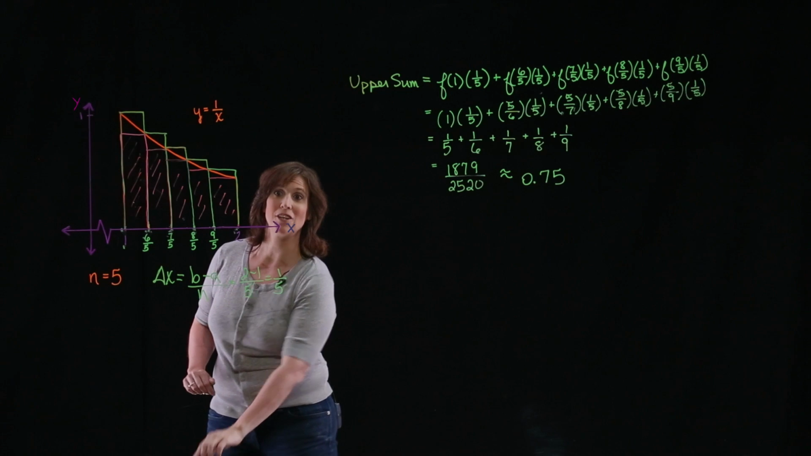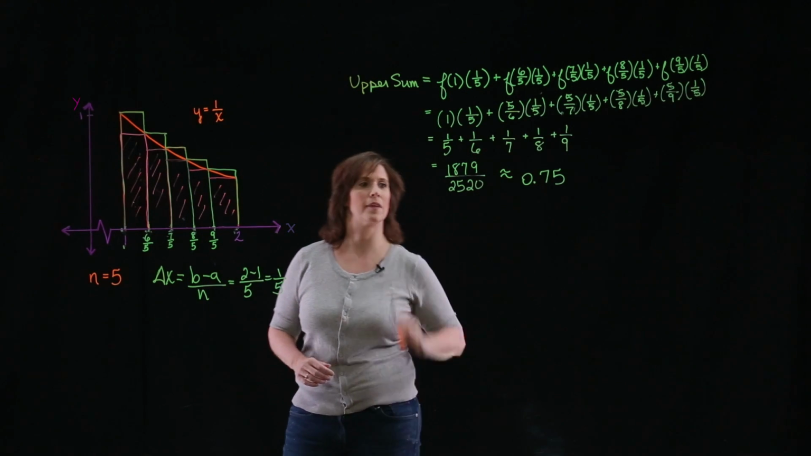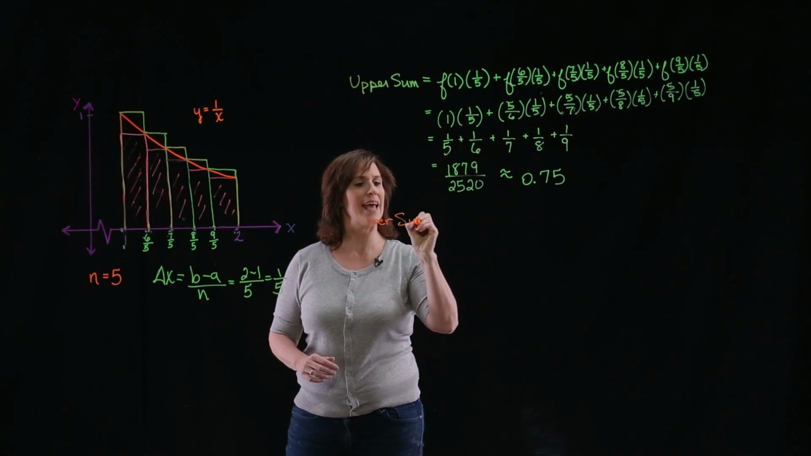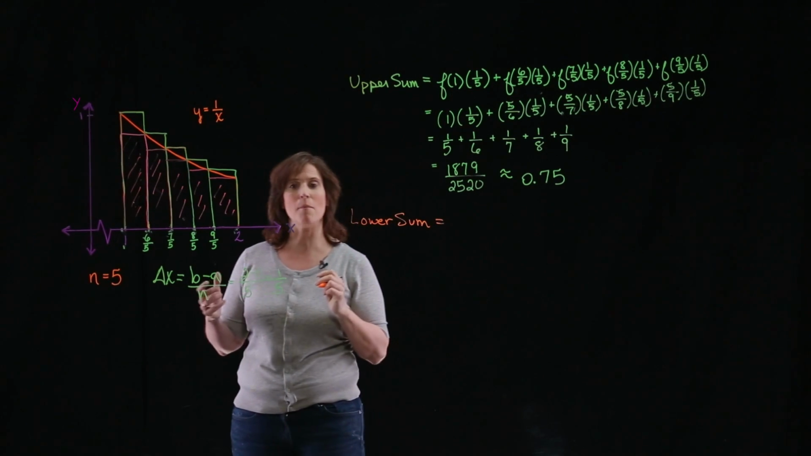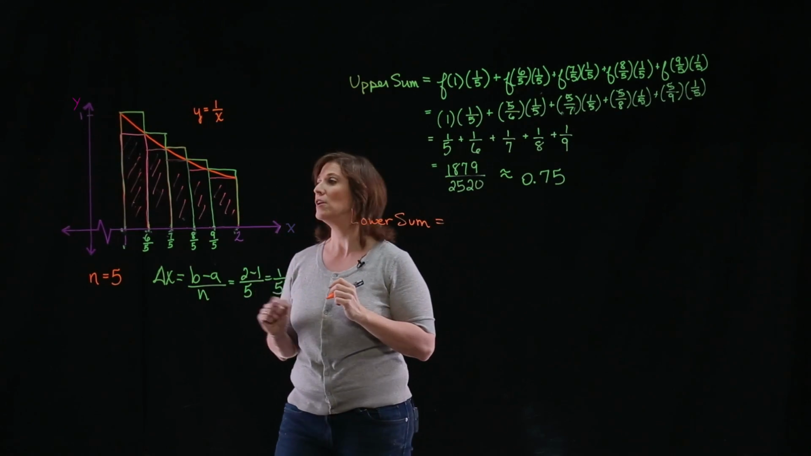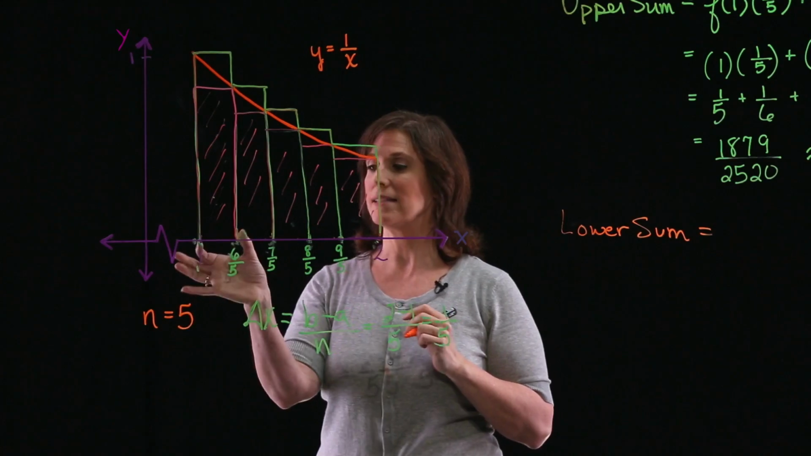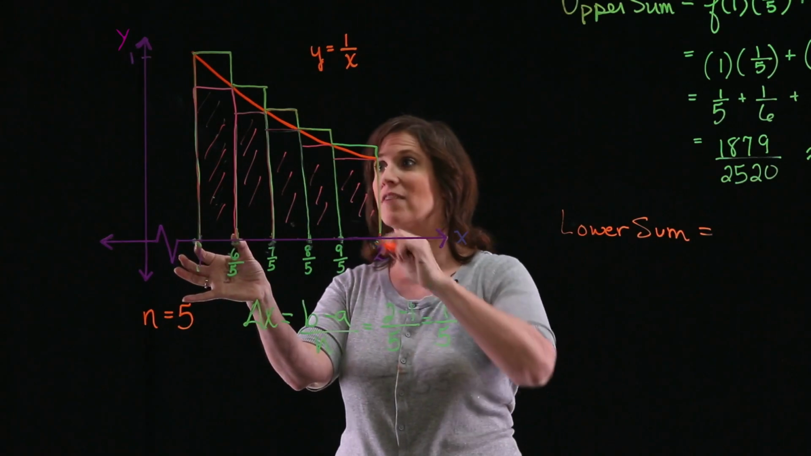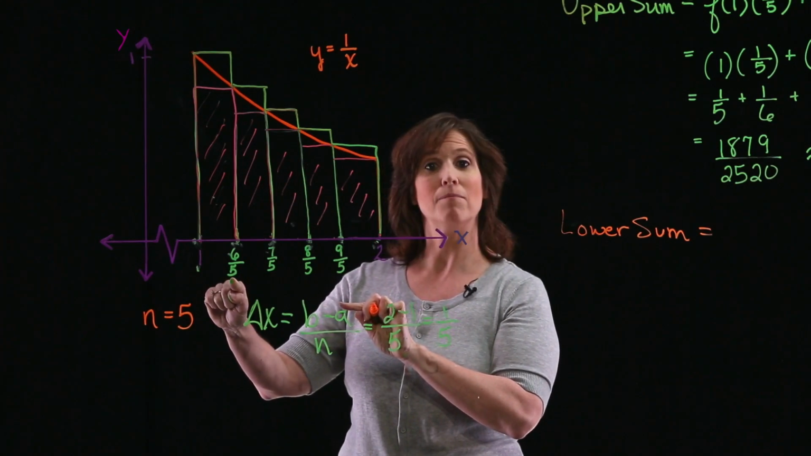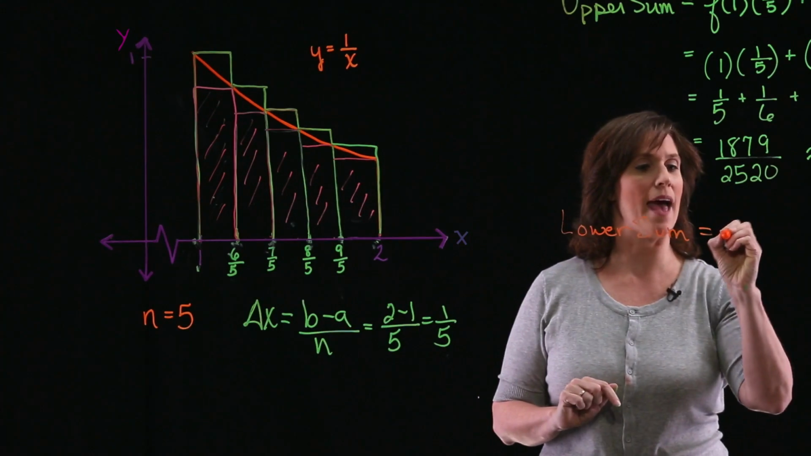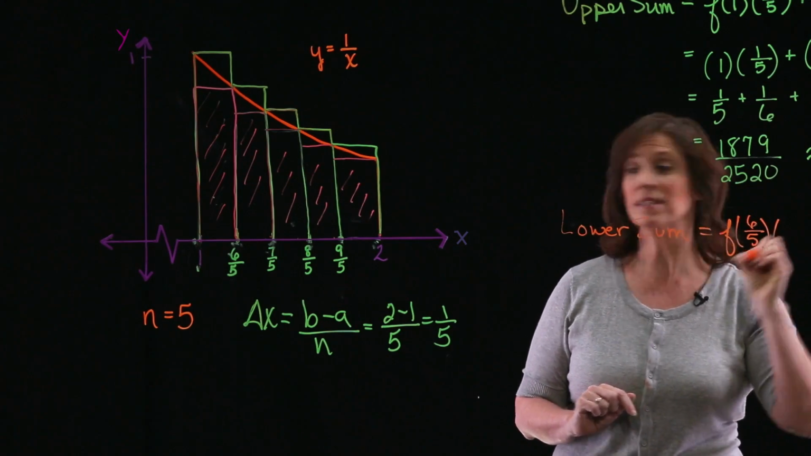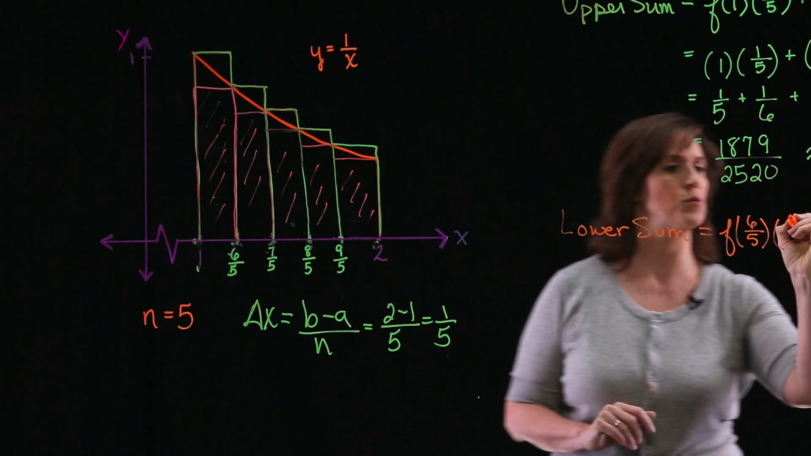Okay, so now we're going to calculate the lower sum. So the lower sum, again, is going to be the sum of the areas of those rectangles. This time we're using the pink rectangles. So we need the height times the width. This time the height of my rectangle is calculated by the function value at my right endpoint. So that's going to be f of 6/5. And then of course I need to multiply by the width, which is 1/5.